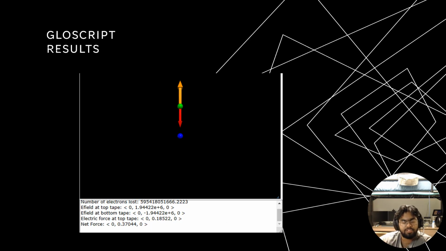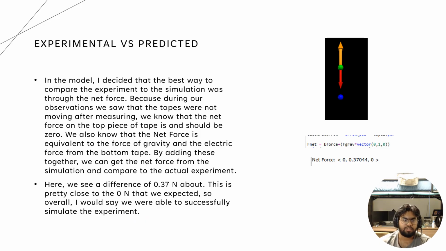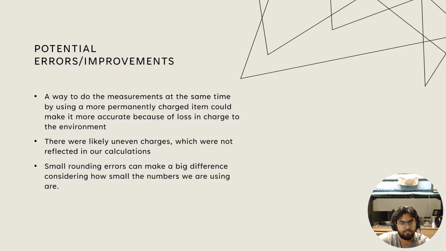Here are the results from the simulation, so what it actually looks like. You can see that we have electric force going up and the gravitational force going down, somewhat balanced. And then the difference between the experimental versus predicted model: I decided that the best way to compare them would be through the net force because we know that it's supposed to be 0. When we do it through the simulation, we see that the net force is at 0.37 newtons, which is pretty close. So I'd say that we got pretty close to the 0 that we were expecting, and overall we were able to pretty successfully simulate the experiment.